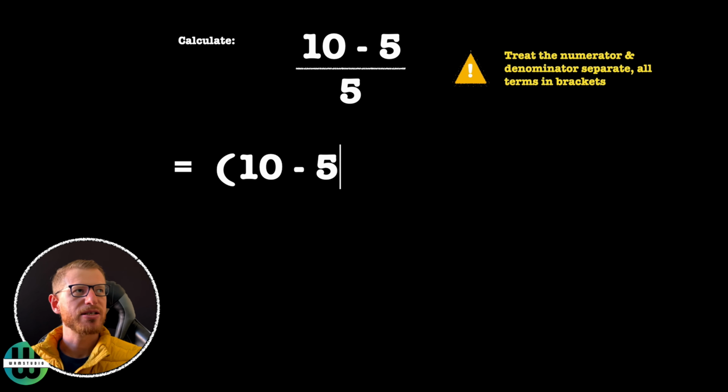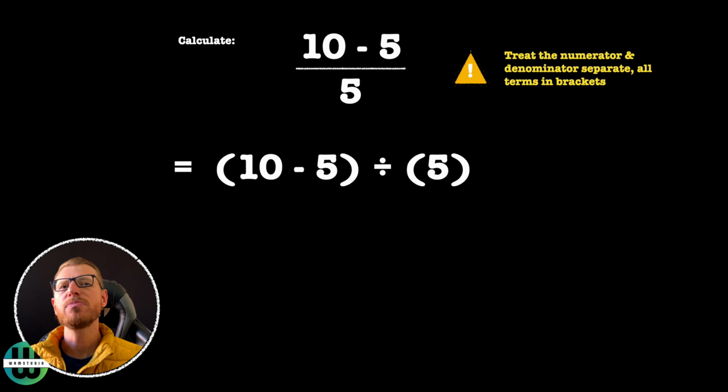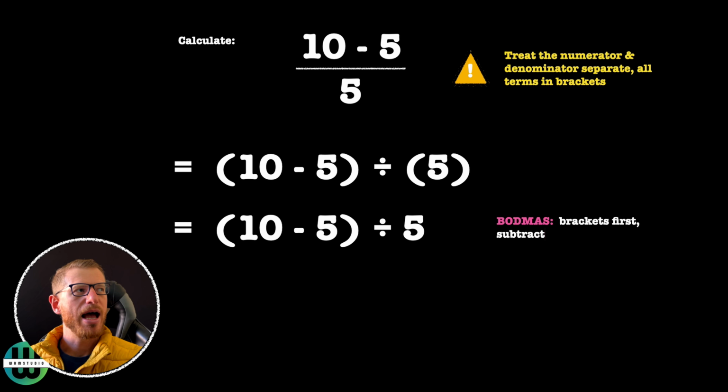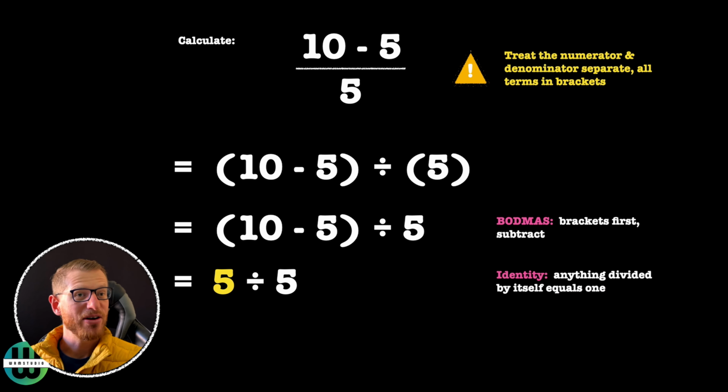So I'm going to rewrite this, and I'm going to say brackets 10 minus 5 divided by brackets 5. Even though I've only got one term, I'm still just going to put that in a bracket just to be on the safe side. Now I'm going to do my bracket first, and I'm going to subtract. 10 minus 5 is 5. And now I've got divided by 5. And here I have another identity. Anything divided by itself equals 1, always. So 5 divided by 5, or 5 divided by itself, will equal 1.